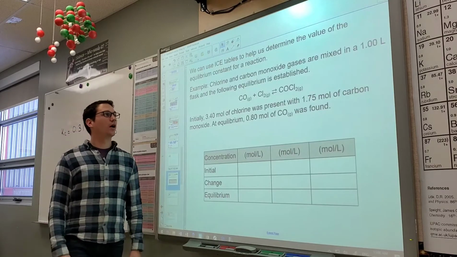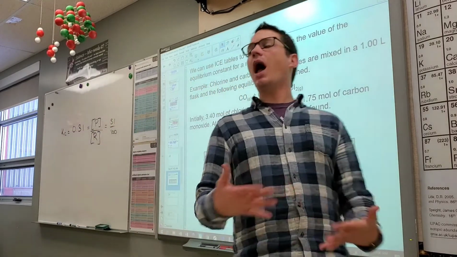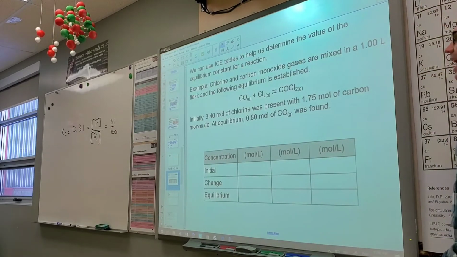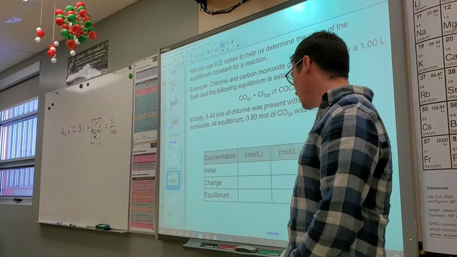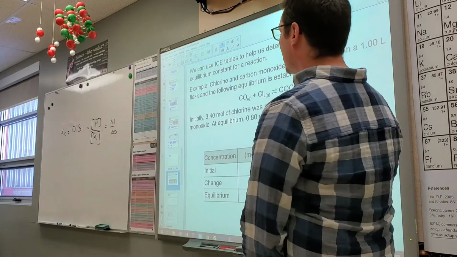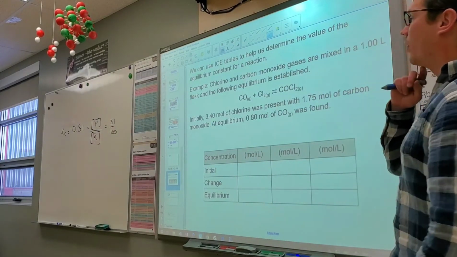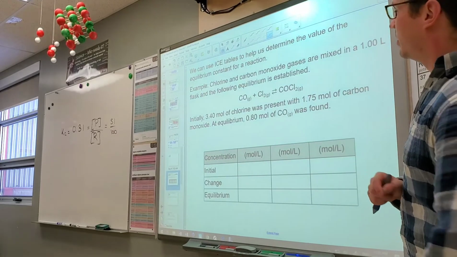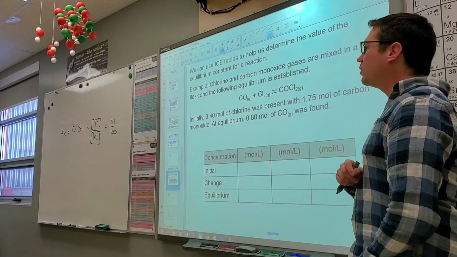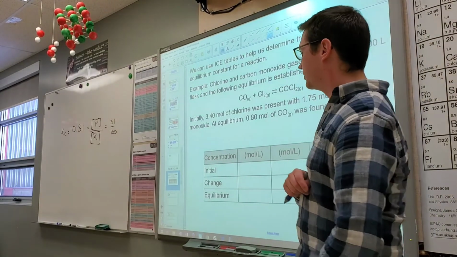Let's scooch on and let's try to see if we can use an ice table to help us out with any Kc problem. We can use ice tables to help us determine the value of an equilibrium constant for a reaction.